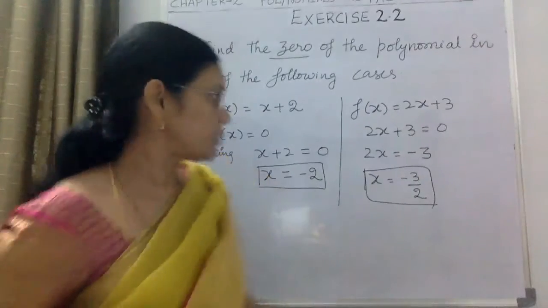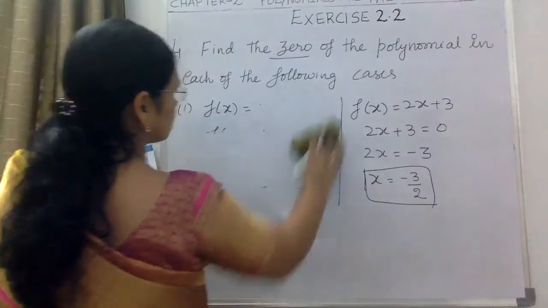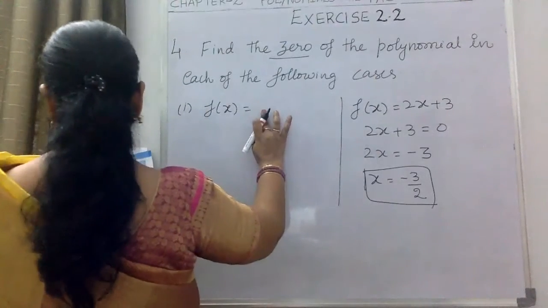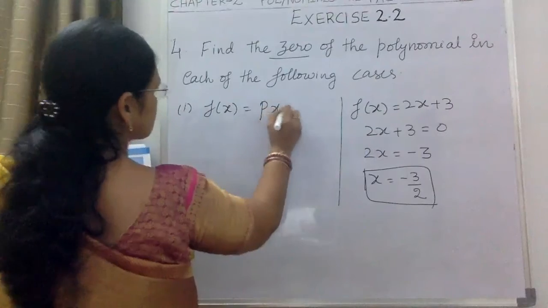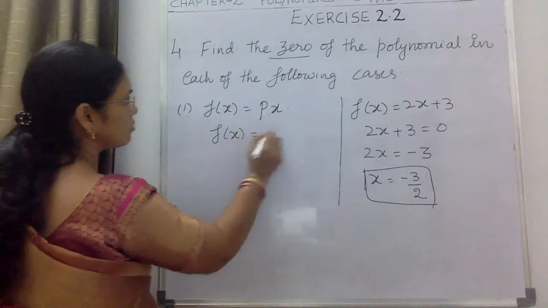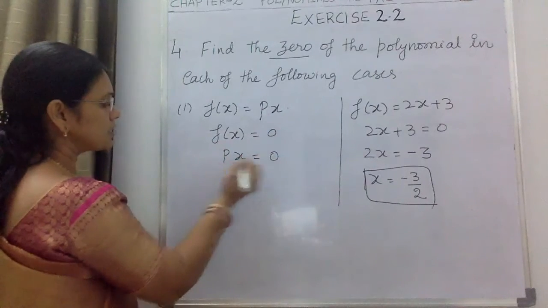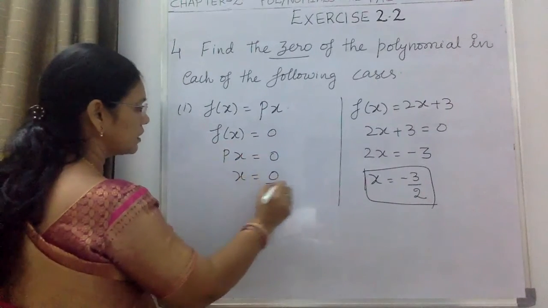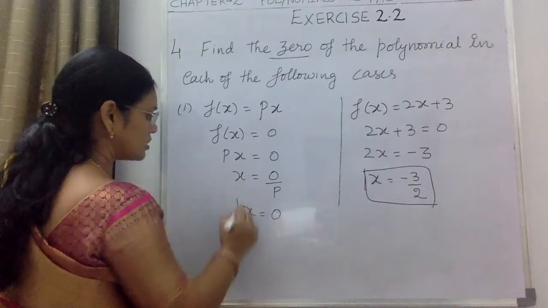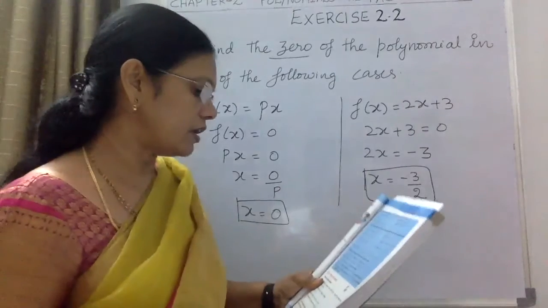Okay, let us take another expression. f of x is equal to px. Again the same process. Let us equate f of x to 0. px is equal to 0. By transposing p to the other side, x will become 0 by p, that is 0. So 0 is the zero of the given polynomial.